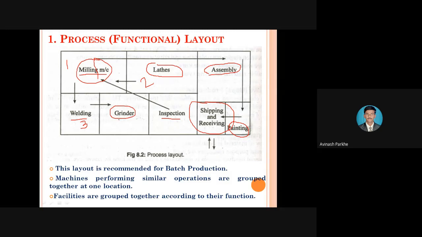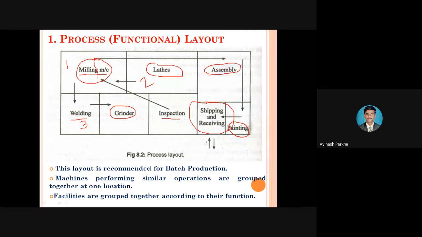Then we'll perform the grinding operations. Then we'll perform the inspection. We are checking the dimensions of the 100 products. Then we'll take all these products for the painting purpose or whenever assembly is required. And at the end, your final product is ready. So this layout is called a process layout.